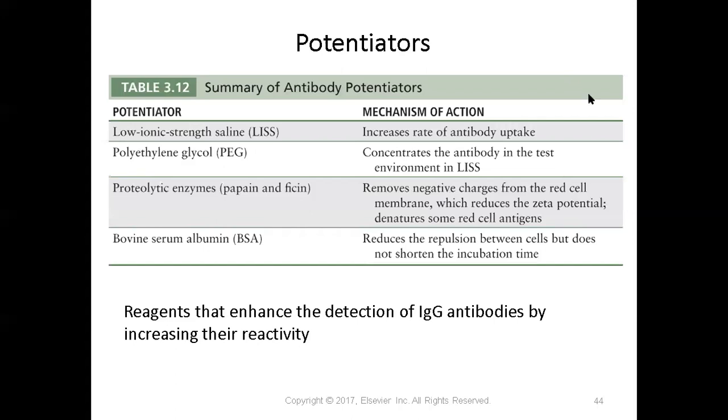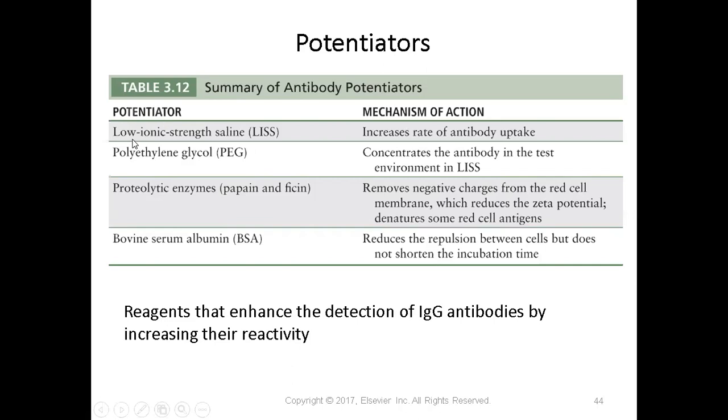So we're going to move on to a different topic now. And these are reagents called potentiators that are used in blood banking. And this is table 3.12 from our textbook, which lists a bunch of different potentiators that can be used in blood bank and basically how they affect reactions. But before we review this table, I want to point out that potentiators are simply reagents that enhance the detection of IgG antibodies by increasing their reactivity. Okay, so as we go through, hopefully this will make a little bit more sense.